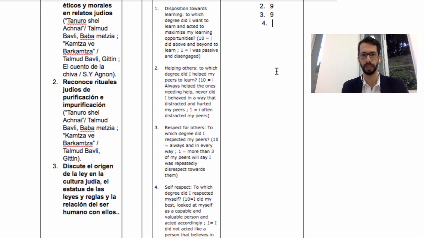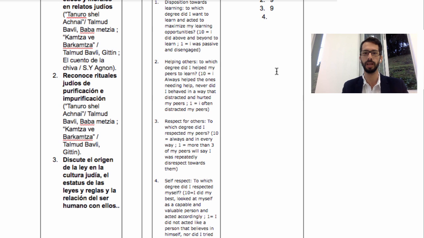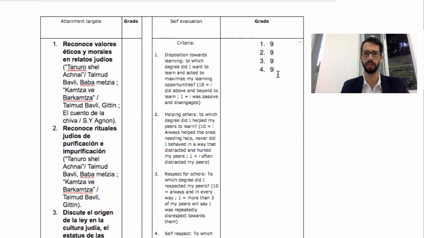The last criteria in the self-evaluation is self-respect. Not respect towards others, respect for yourself. If you looked at yourself as a valuable person, a capable person, one that can solve their own problems, and this is exactly what you did, you give yourself a 10. If, on the other hand, you looked at yourself as an incapable person, someone who can't help themselves, invaluable, can't do anything, you give yourself a 1. If you're somewhere between, 2 to 9. Okay? Good. So this is the part of the self-evaluation.